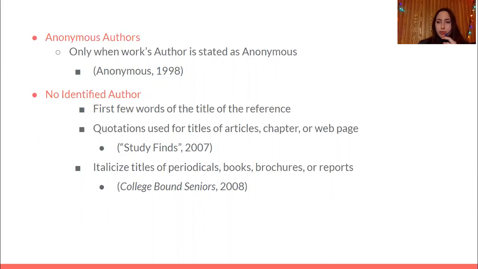Just the first few words in the title, you don't actually have to use the whole title. Sometimes they get to be a bit long, so this is nice that you only have to use the first couple words. If you're citing an article, chapter, or web page, then you're going to be putting quotations around the title. So this is the difference I was talking about. If you're going to be using a source from a periodical, book, brochure, or report, then you're going to put it in italics. So that's just a little distinction to note when you're doing in-text citations.